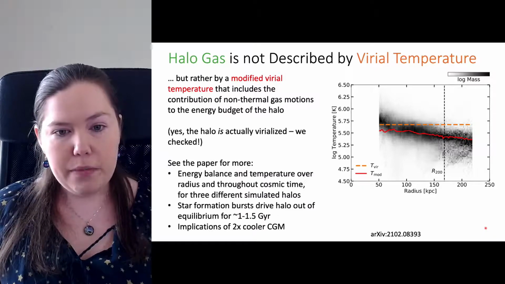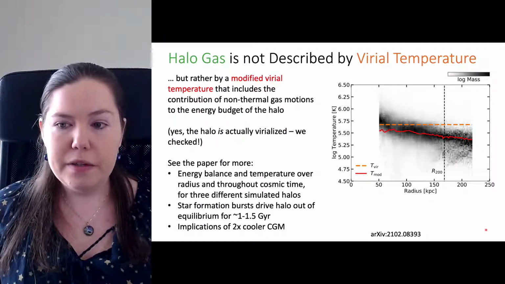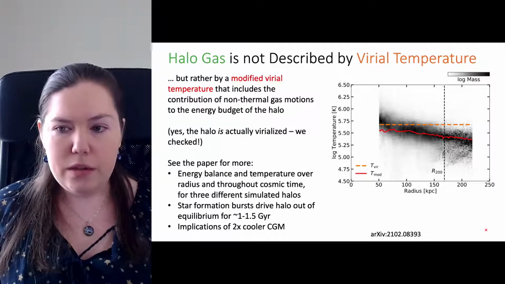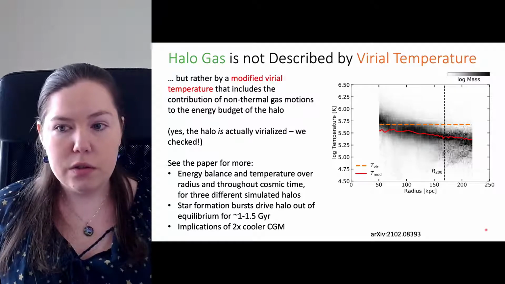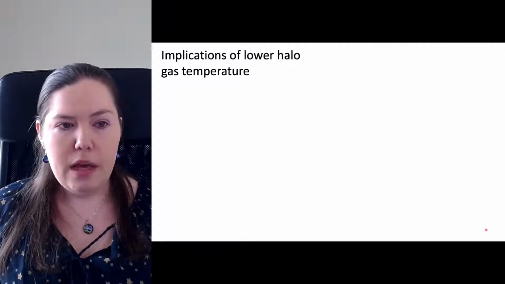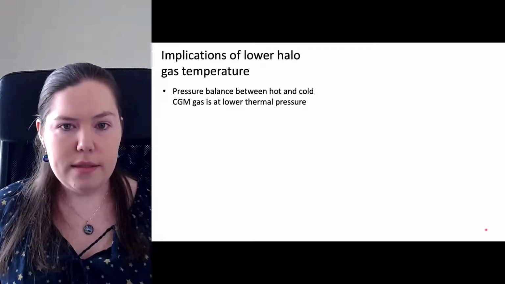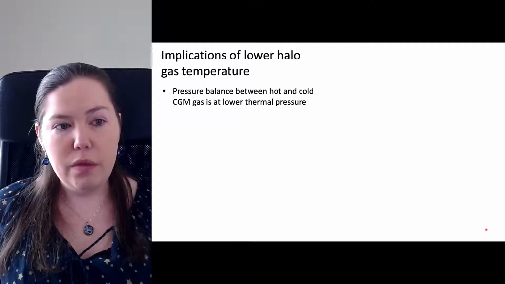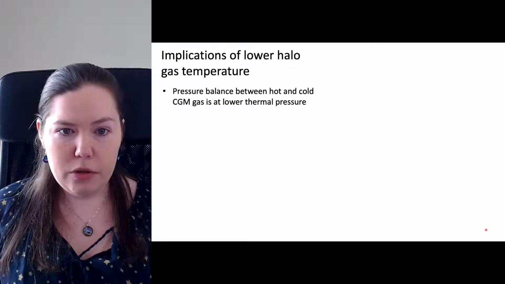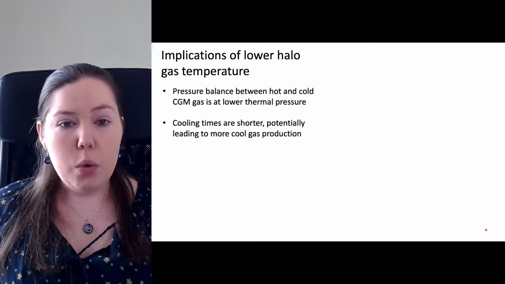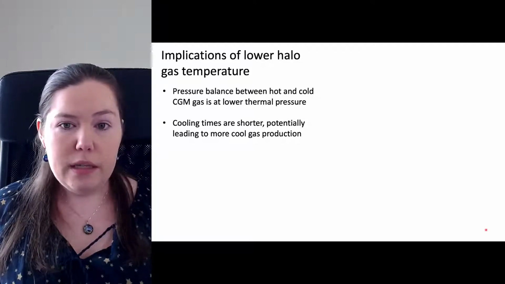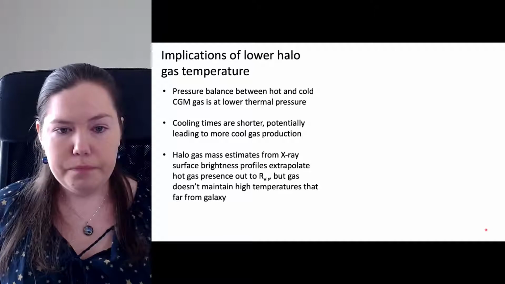So this paper came out very recently on the arXiv, so take a look if you're interested in a few other results that are related to this, and in particular some of the implications of a 2 times colder CGM than is normally assumed from the standard virial temperature. Just want to highlight a couple of those implications here. First, if we assume that there's cool gas located in pressure balance with the hot gas in the halo, then this pressure balance is actually going to occur at a lower thermal pressure than might be expected. The cooling time of the hot gas is much shorter as well because it's a little bit cooler, and this could lead to even more cool gas production within the halo.